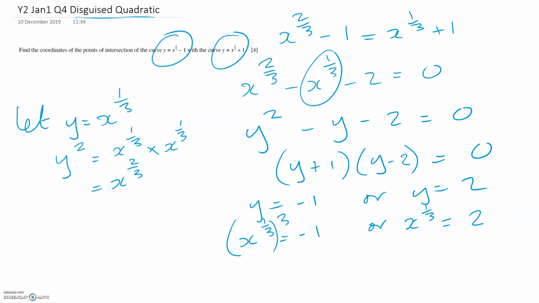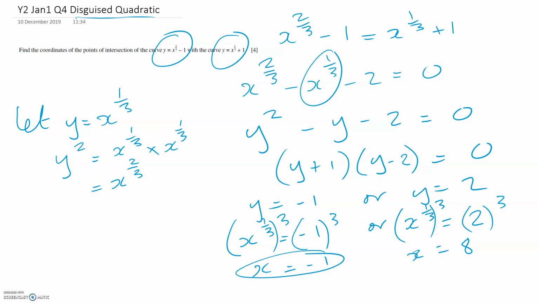To get x on its own, we need to raise both sides to the power of 3. So if we cube both sides here, we're going to get x equals minus 1 and x equals 8. All we need to do now is find the y values. We can do that by substituting the two x values into either equation.